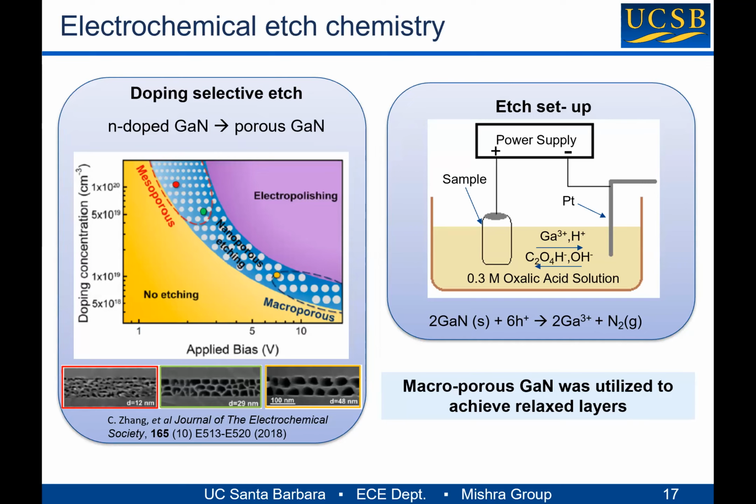On the left is the dependence of the doping versus applied voltage. Since this is a doping selective etch, each doping range has a fixed voltage range in which we would get porous GaN. Applying a lower bias will not etch the material, and applying a higher bias will completely remove the material. The cross-section of buried porous GaN material with different doping values is also shown below.